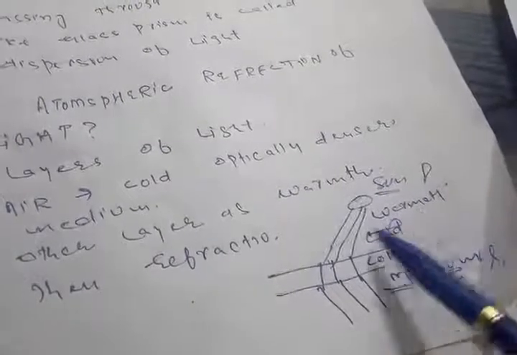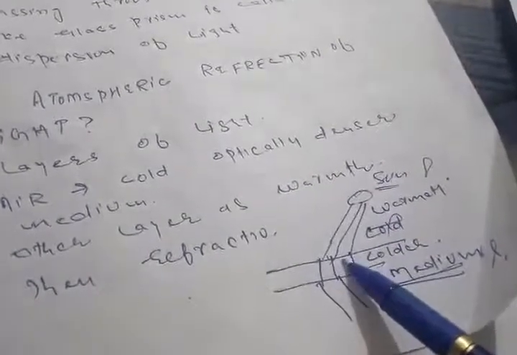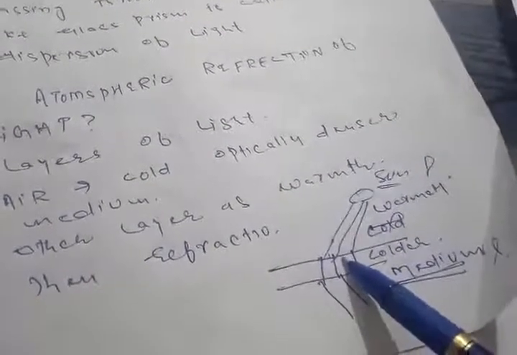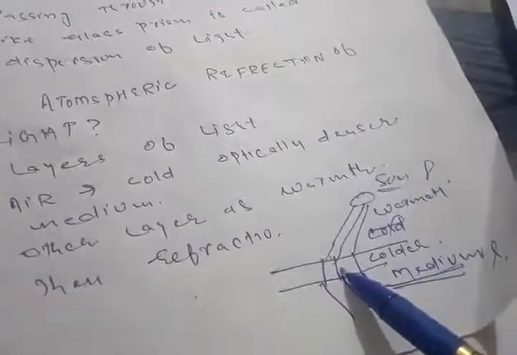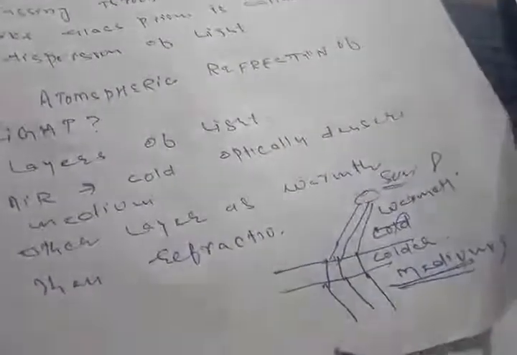When the light comes from the sun, it comes from the warmer medium, then it strikes one more layer of the air, which is called the colder medium. From here the intensity of the light is reduced, then it comes to us. So this light comes to us as a phenomenon of refraction of light.